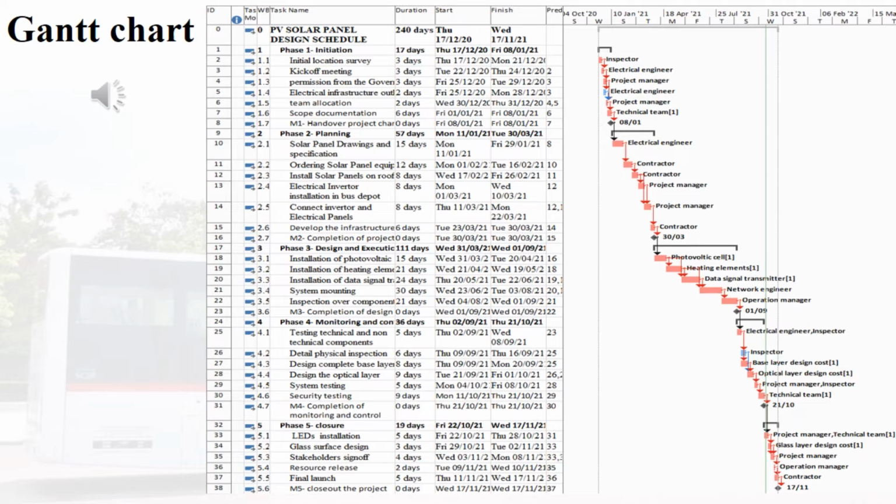Using critical path, it has been determined that the project plan will take a minimum of 240 days to get accomplished. The Gantt chart shows the task name with the specific estimated time for each task from the beginning till the end of the project. As per the Gantt chart for this project, there are 38 tasks which begin from 17 December 2020 till 17 November 2021.